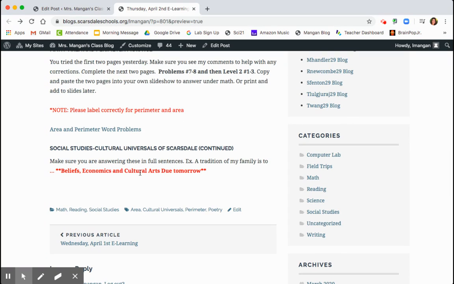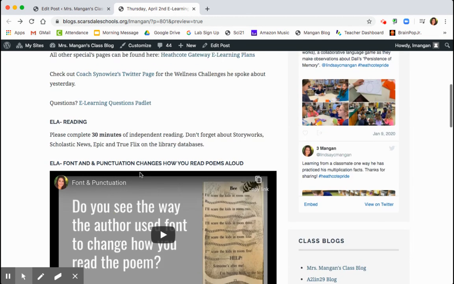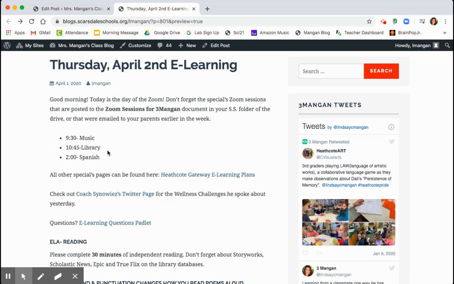And lastly, it's just to complete your social studies cultural universals. So make sure they're all done by Friday. Great third grade sentences. So we kind of made it a little slower today so that you could focus on your Zoom sessions. But if you have any questions, go ahead and get me at the e-learning Padlet.